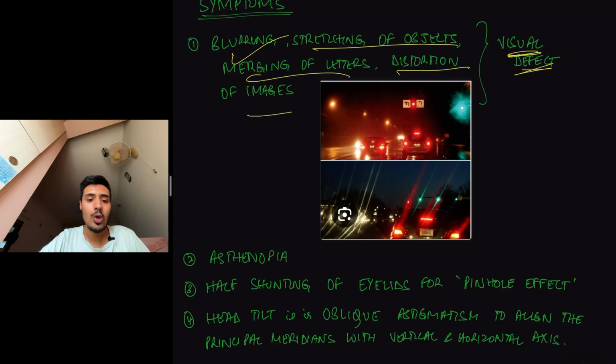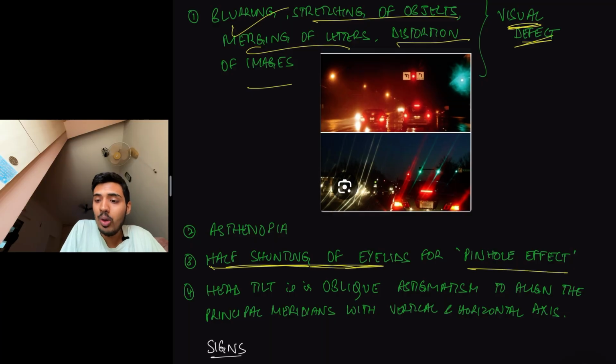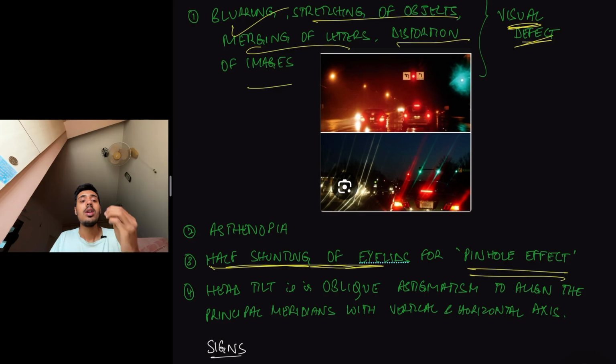Then coming to asthenopia. Now, what is asthenopia? I'll tell you why asthenopia comes. See, half shunting of eyelids for pinhole effect. As I've told in the previous video, when we shunt our eyelids a bit, only the central rays are allowed. The central rays will anyways hit the retina, so vision will be good. So you're blocking the peripheral rays which are not being focused on the retina. So when you do this half shunting again and again, what happens? Patient starts getting headache, fatigue, tiredness. That is nothing but asthenopia.